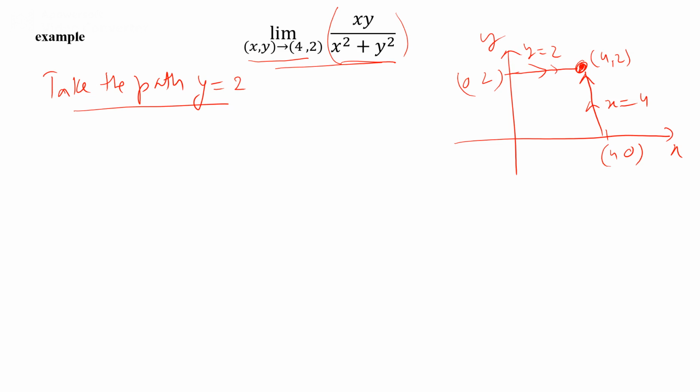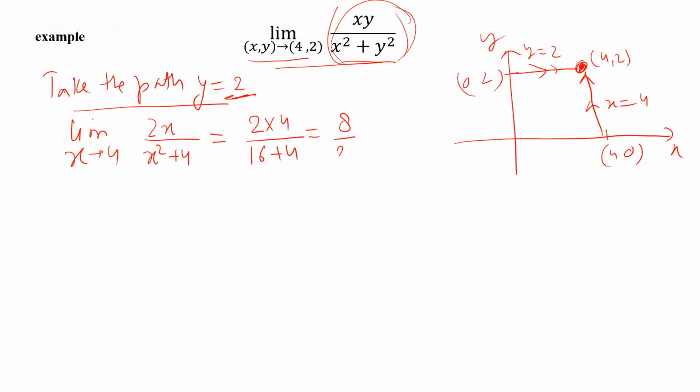Now put that in the limit. So we write limit x tends to 4, and put y is equal to 2 in that function. So we write 2x upon (x square plus 4). Now apply the limit. We get 2 into 4 upon (16 plus 4). So we get 8 by 20, that is, we can say 2 by 5.